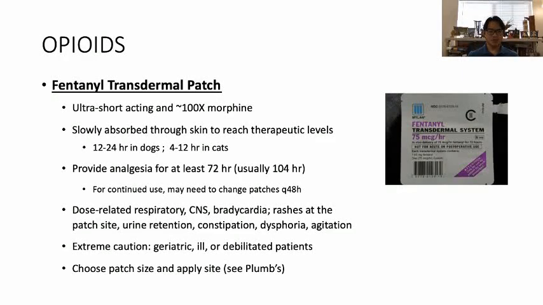Fentanyl transdermal patch is another opioid that I commonly use in my practice, especially for uncontrolled chronic pain or cancer pain, for example, osteosarcoma. Fentanyl is ultra short acting and it's about 100 times more potent than morphine. The way that this patch works is the fentanyl will slowly absorb through the skin to reach therapeutic level. In dogs, it may take up to 24 hours to see the analgesic effect. In cats, it'll be shorter, between 4 to 12 hours. But usually, after 6 hours, you should be able to see some analgesic effect in cats.